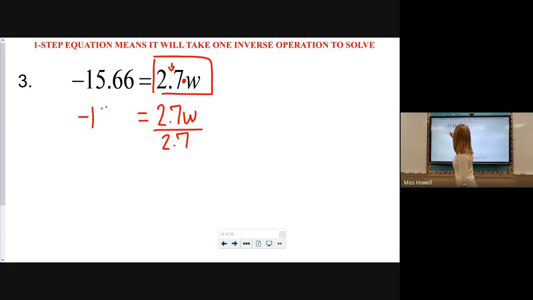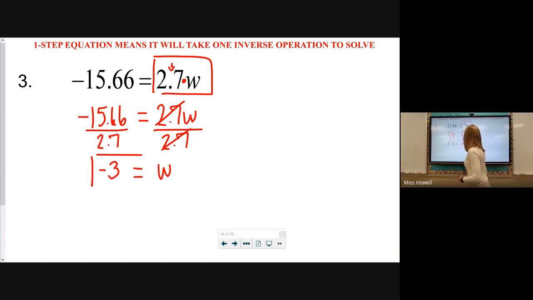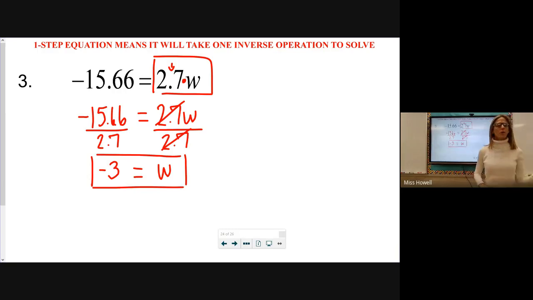So over here with our negative 15.66 or 66/100, we also need to divide that by 2.7. All right, equal sign, always straight down the middle of our problem. Over here, 2.7 divided by 2.7 is going to cancel, leaving us with a W by itself behind the equal sign, which is what we wanted. On the other side, negative 15.66 divided by a 2.7 actually gives us a negative 3. Perfectly. All right, we could have done a decimal fraction answer there also. In this case, we didn't.